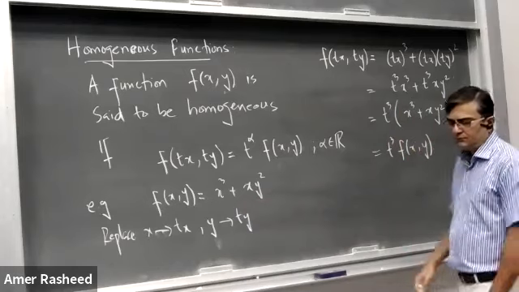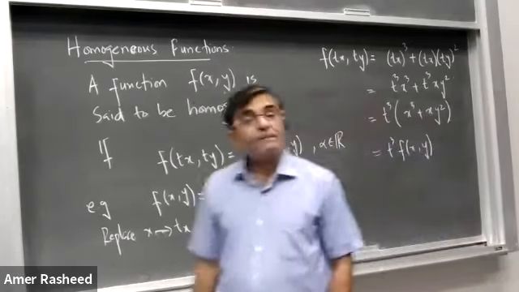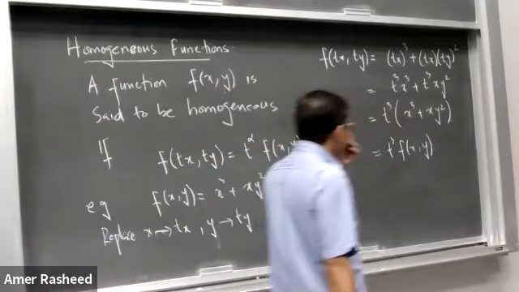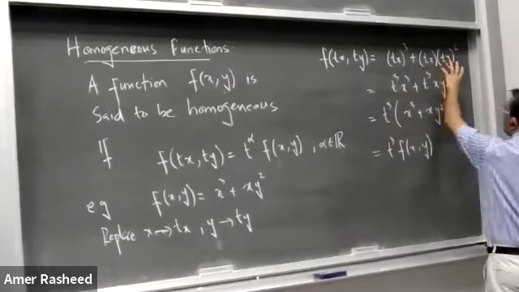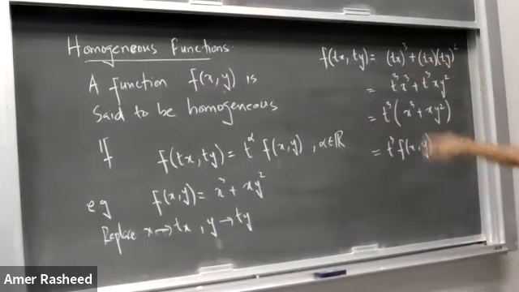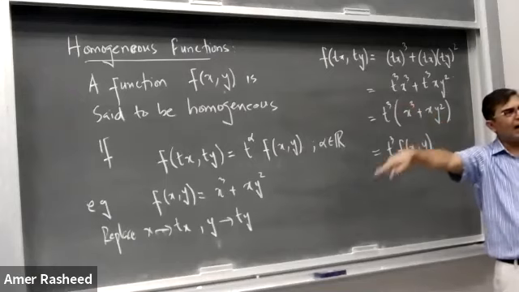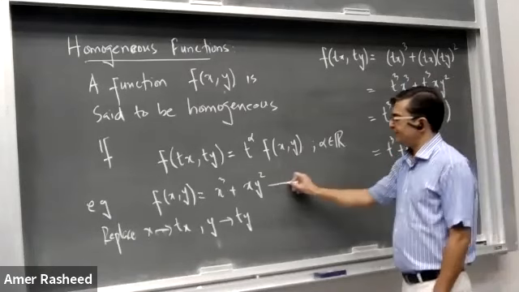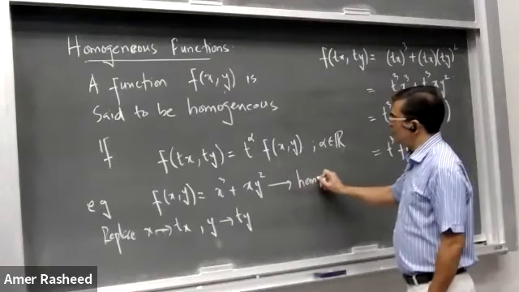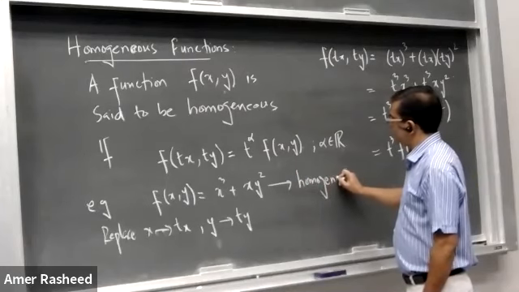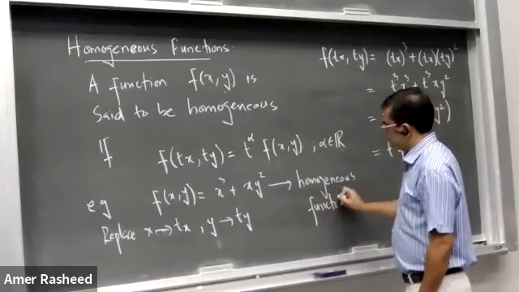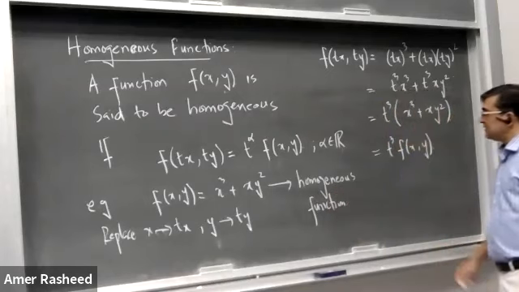By replacing x by tx and y by ty, if we can take t common out of each term and we are left with the original function where we started, then this function is called a homogeneous function.